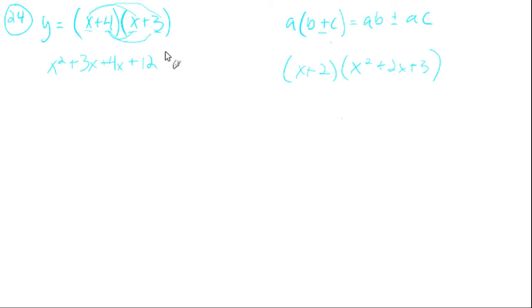Okay? If you think of it that way, if you think everything in here needs to be distributed to everything here, you won't need FOIL anymore. You'll be one step closer to being a pure mathematician and just applying the laws, the distributive law. And here we have common terms, 3x and 4x, for a total of 7x. There we go. That is taking this guy here, which is in intercept form, and writing it in standard form.